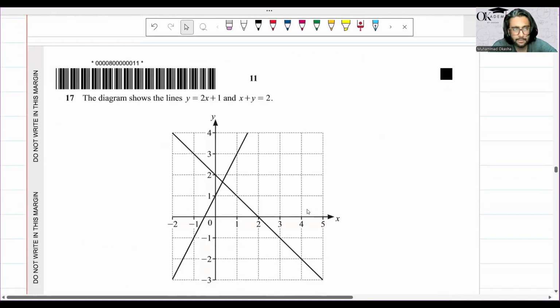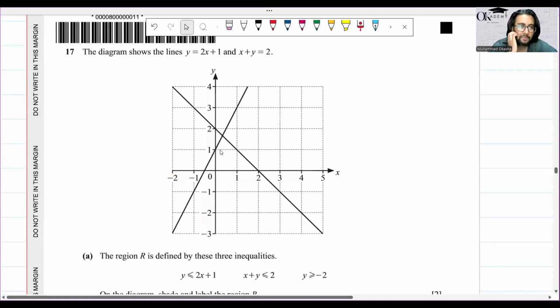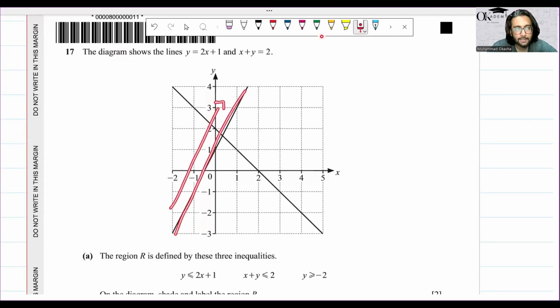Question number 17. The diagram shows the lines y equals 2x plus 1 and x plus y equals 2. I don't know which line is which, but I can tell that one line has a positive slope because you can go up on this line, and the other line has a negative slope. So this line has a positive slope and this line has a negative slope.